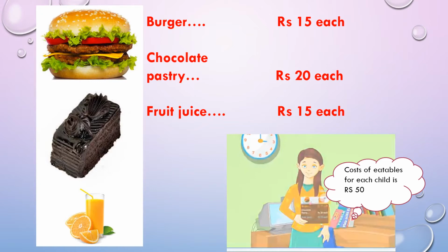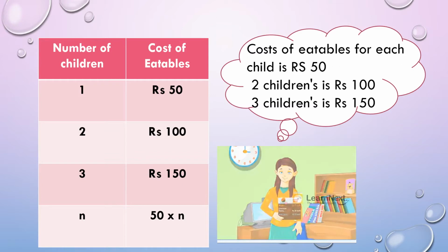Rupees 50. So the total cost of eatables for one child is rupees 50. Cost of two children is rupees 100 and cost of three children rupees 150 and so on. Now let us assume the number of children attending the party is n. So the total amount required for eatables will be 50 into n.